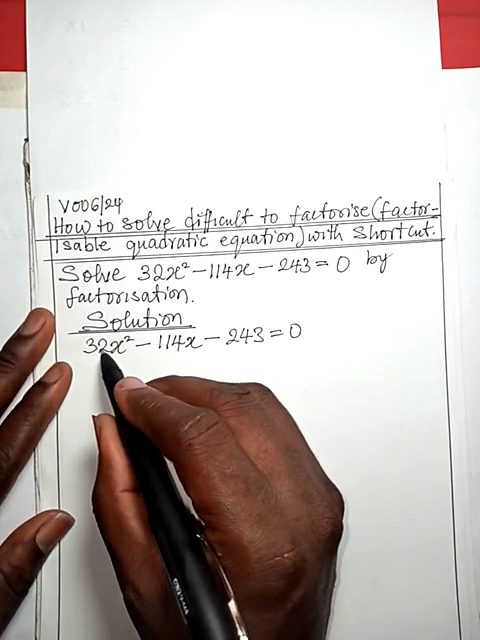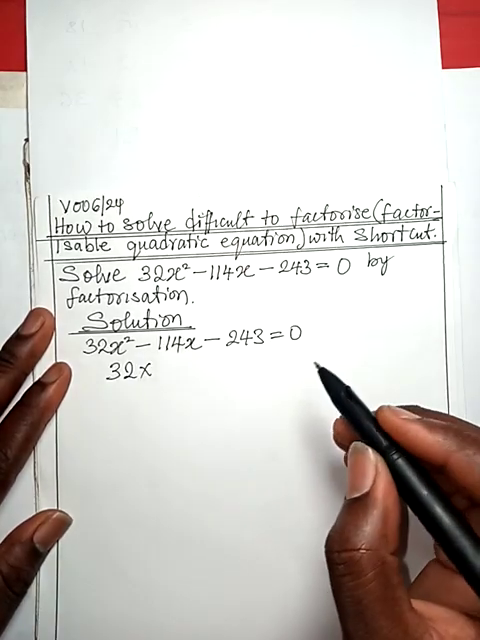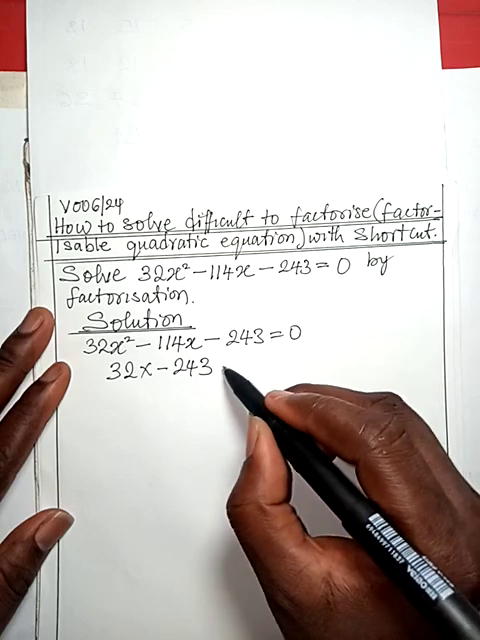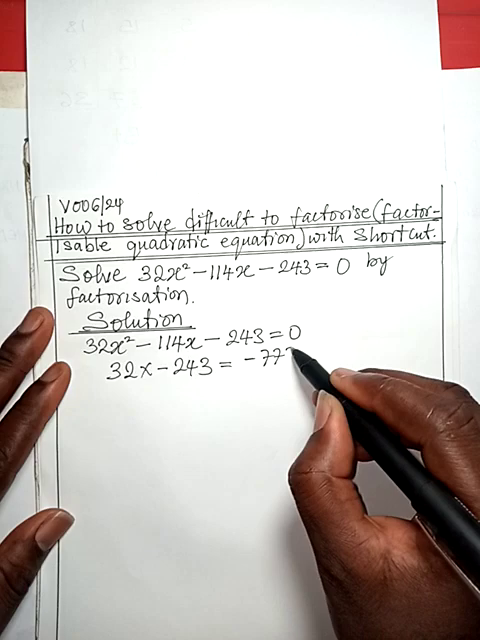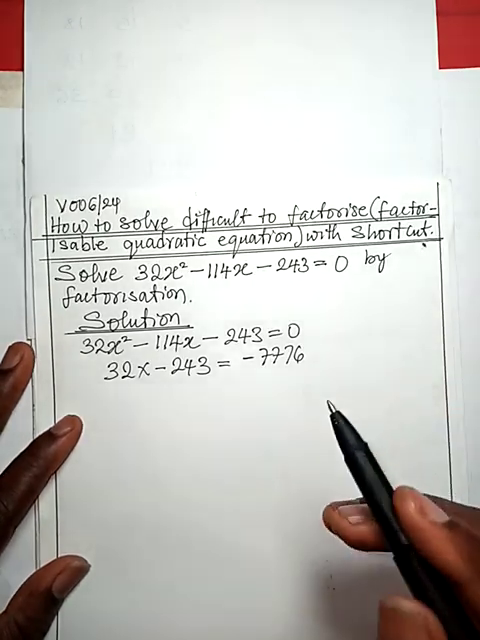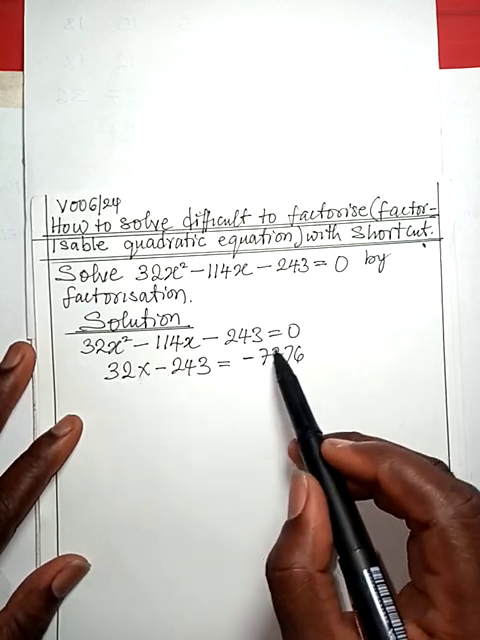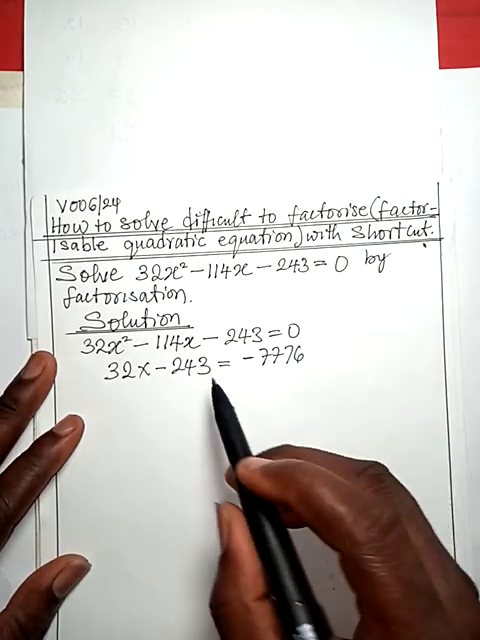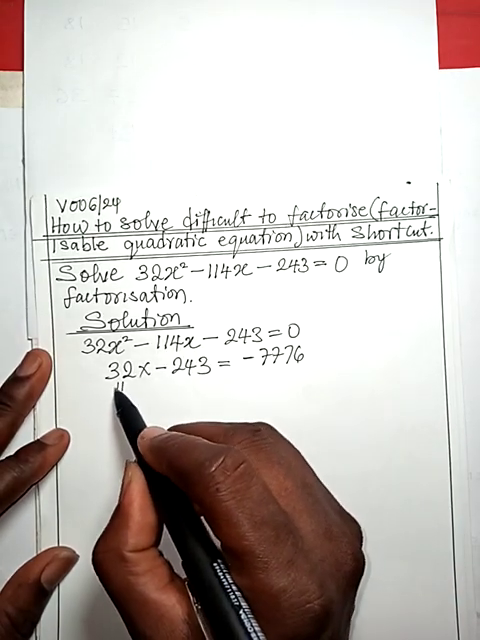What we need to do is to multiply this term by this term. So you have 32 times negative 243, and this will give me negative 7776. And now I'm looking for two factors of this number such that when I multiply them, it will give me this number, and when I add or subtract them, it will give me this. So I'm going to prime factorize this.